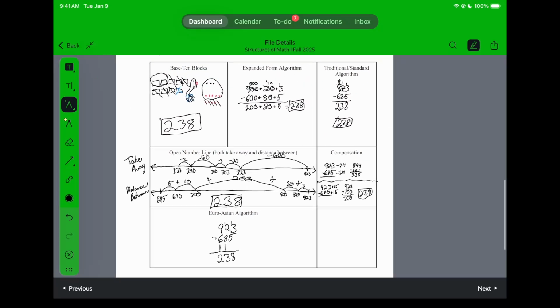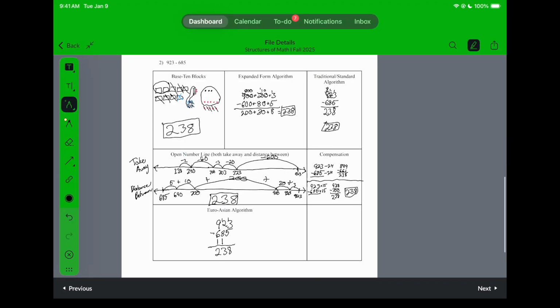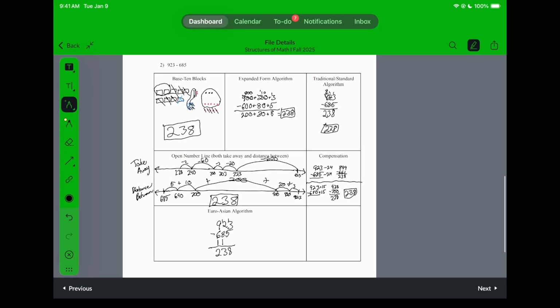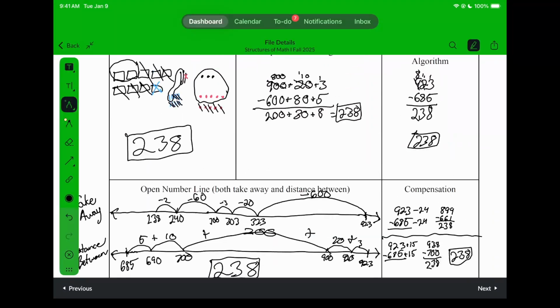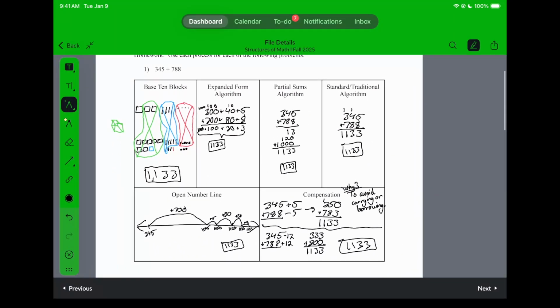And yeah, just a quick look. These are all of the subtraction processes for 923 minus 685. And then just a quick look again. This was all the addition.